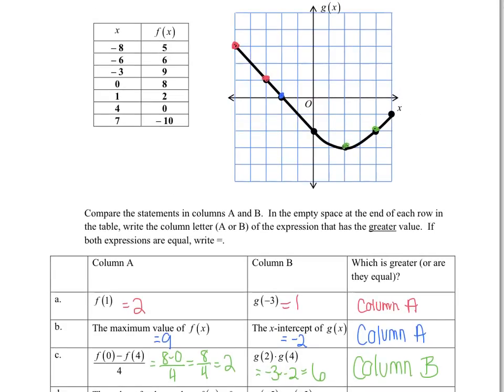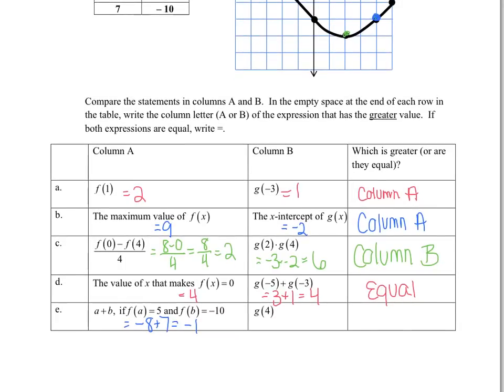For g of 4, that's when it equals -2. So g of 4 equals -2. So which one is greater, -1 or -2? -1, so we're going to say column A. And that concludes Unit 2, Topic 1 of the Algebra Exam Review.